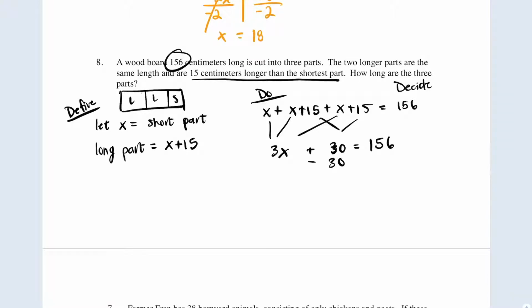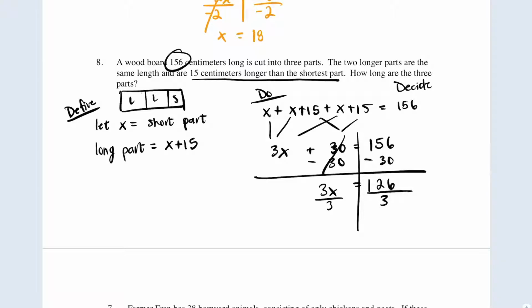Let's go ahead and solve. I'm going to subtract 30 from both sides. There we go. This becomes 126. These 30s cancel out, and I bring down my 3x. I'm going to divide both sides by 3. So I'm left with x is equal to 42. And there we go. Okay, but they're asking us how long are the 3 parts.